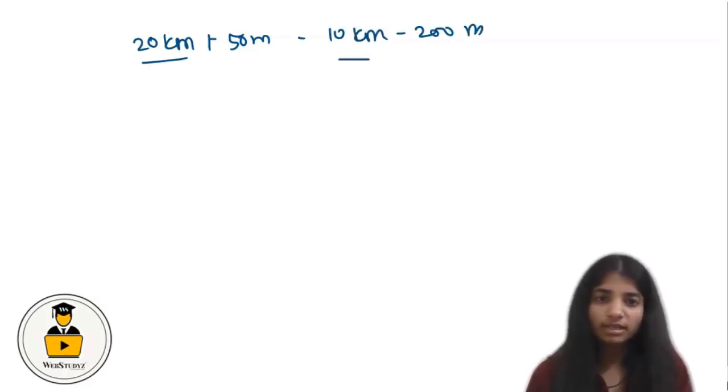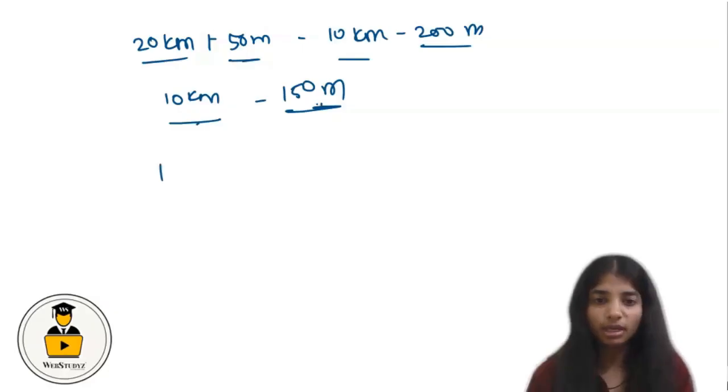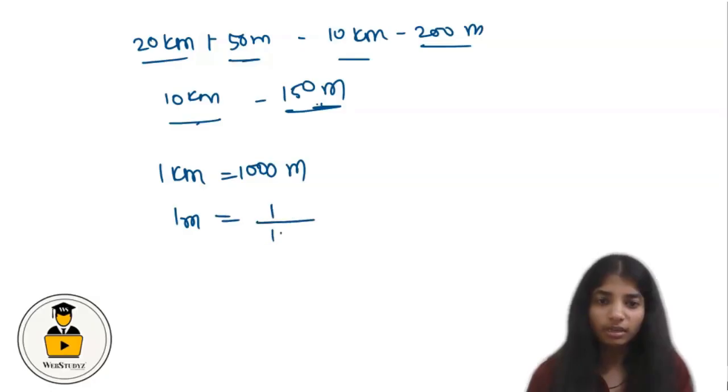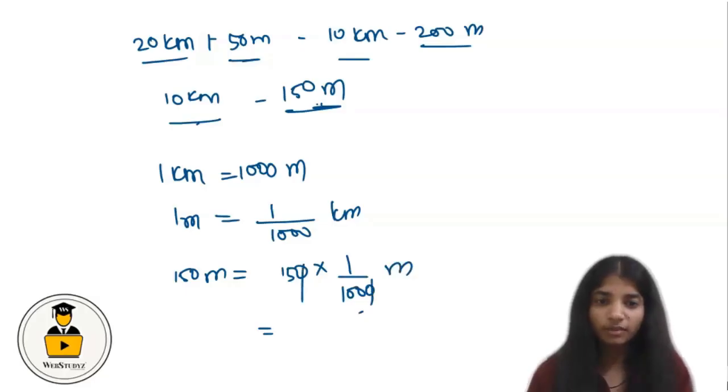So 20 kilometer minus 10 kilometer is equal to 10 kilometer, and 50 meter minus 200 meter is equal to minus 150 meter. This is in kilometer, this is in meter. So in order to subtract, we have to convert this meter into kilometer. We know that 1 kilometer is equal to 1000 meter, so 1 meter is equal to 1 divided by 1000 kilometer. So 150 meter is equal to 150 multiplied by 1 divided by 1000 kilometer. Solving this, we get the value as 0.15 kilometer. So this becomes 10 kilometer minus 0.15 kilometer.